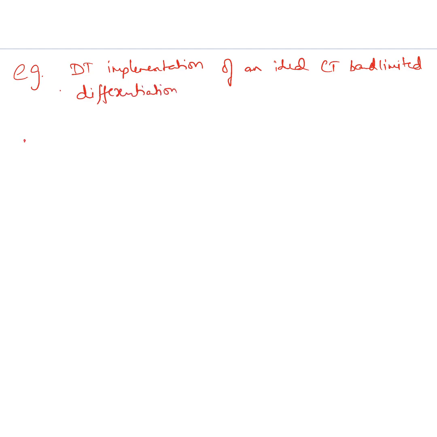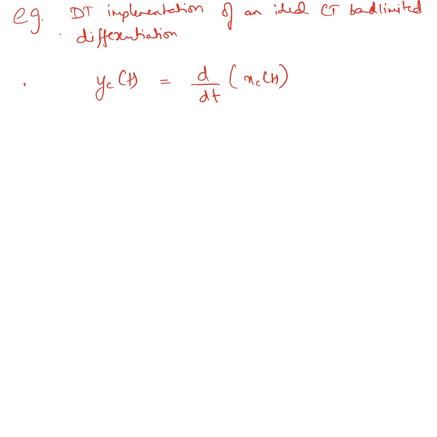Okay, so first of all we shall see how an ideal continuous time differentiator system is defined. It is well known that I can write yc of t as the derivative of the signal xc of t. So this is an ideal differentiator of a continuous time signal. If you compute the continuous time Fourier transform of this system, the frequency response is given by Hc of j omega as j omega.